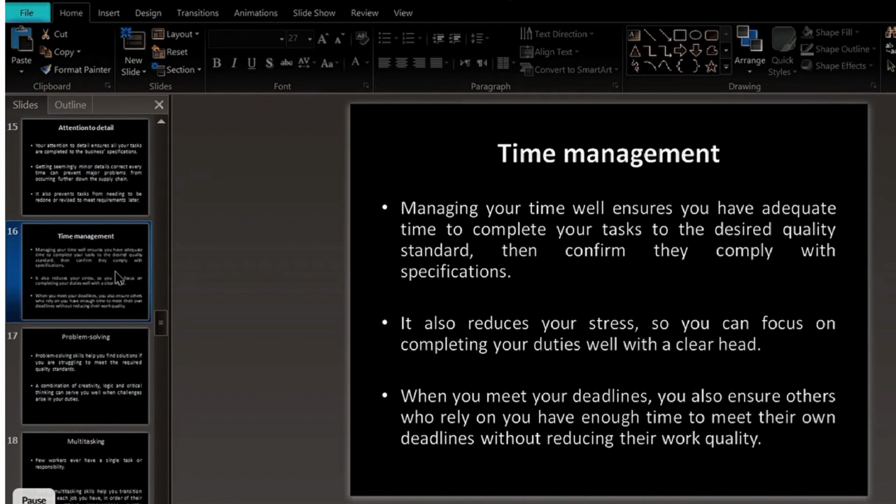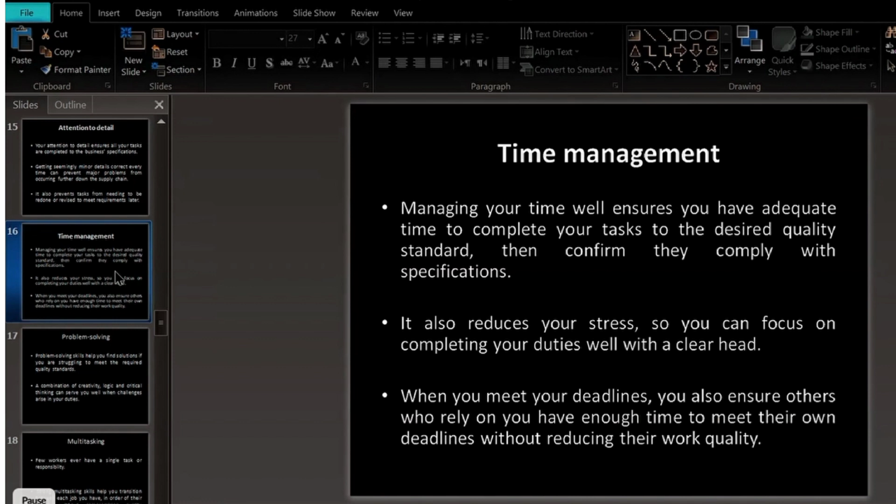Time management, of course. Managing your time well ensures you have adequate time to complete your tasks to the desired quality standards and confirm they comply with the specifications. It also reduces your stress, so you can focus on completing your duties well with a clear head. मैं हमेशा ये बात करती हूँ कि being a Pakistani, we have this tendency of working when the deadlines actually approach. Again, अगर आप time management कर रहे हैं, you would not face any kind of stress, and you would be able to focus on completing your duties well with a clear head and not with a head full of anxiety.